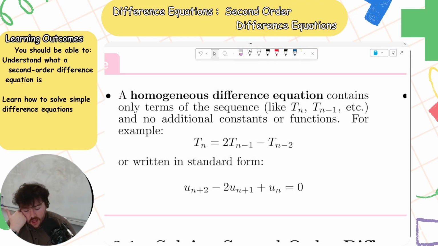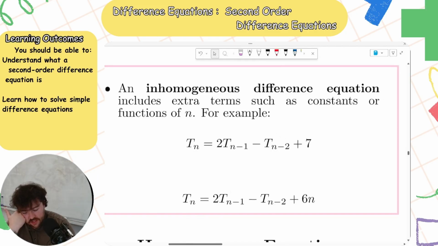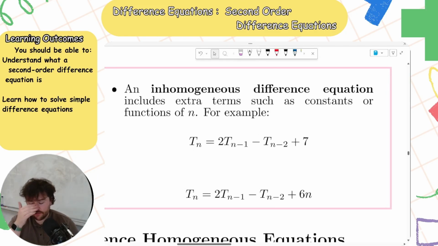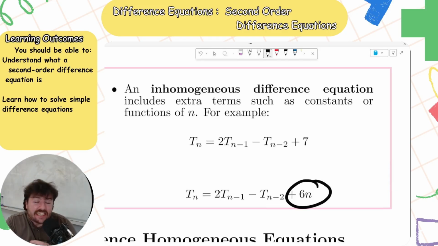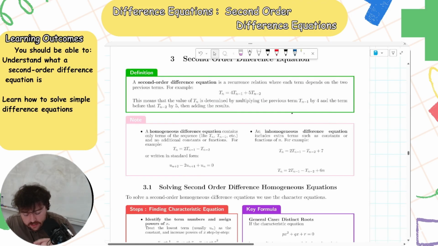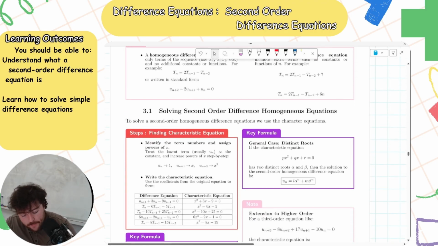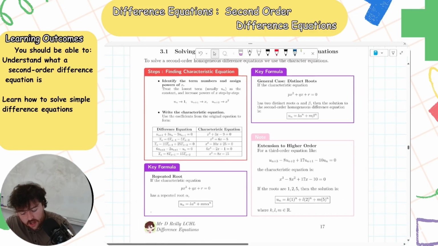While an inhomogeneous difference equation includes extra terms such as constants or functions of n. So for example, Tn equals 2 times Tn minus 1 minus Tn minus 2 plus 7. This is what makes it inhomogeneous because not everything is a term value. Same over here. This is the same term, but I have a 6n, right? So that is what makes it inhomogeneous. But in this video today, we are only looking at homogeneous second order equations.